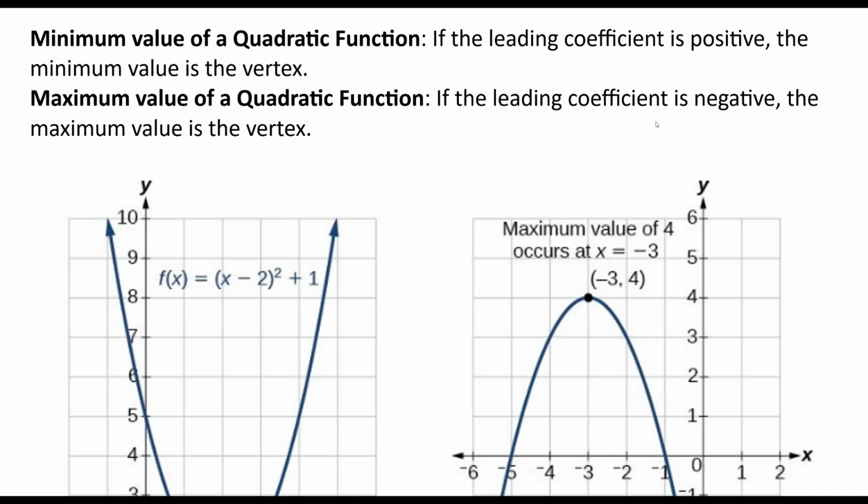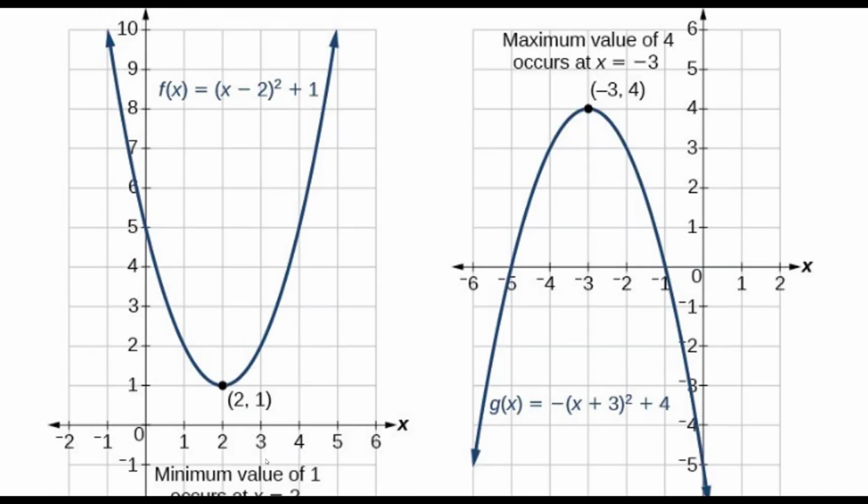So we see two examples here. There's the minimum. This one's the minimum. It has no max when it opens up because it goes up forever. And if it opens down, it has a maximum, but doesn't have a minimum because it goes down forever.